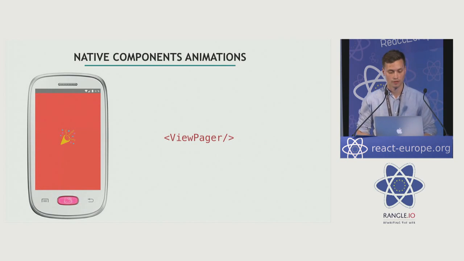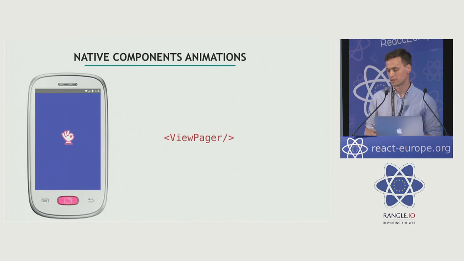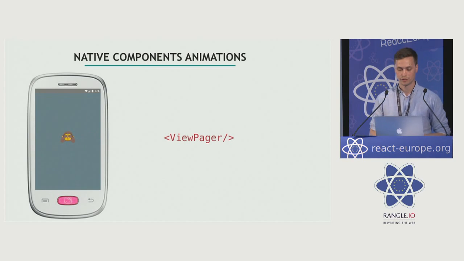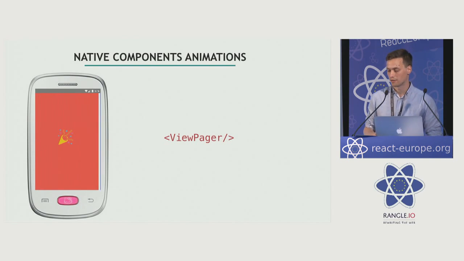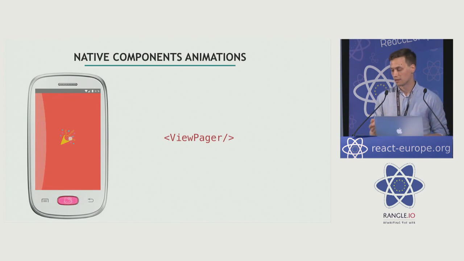There's also the view pager on Android. It also allows interaction with gestures. When you drag your finger around and then release it, it animates to the next or previous page. And there is also an animation when you reach the end of the view pager, so it animates the overscroll.